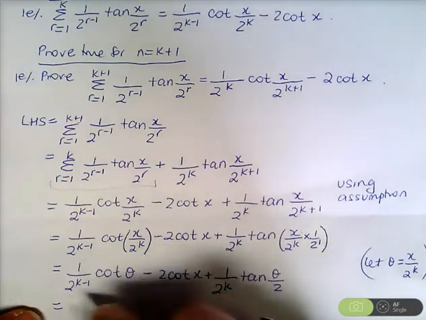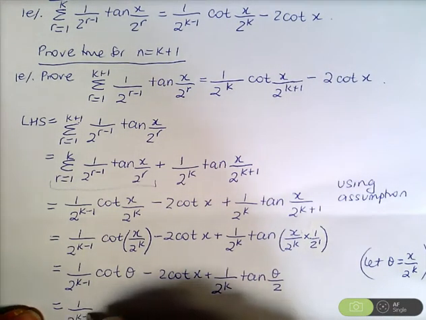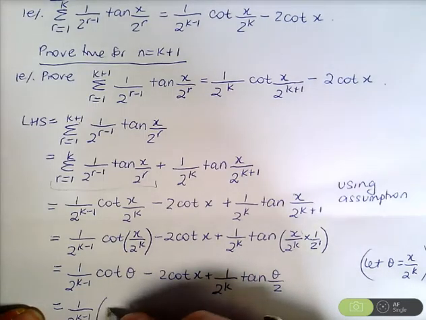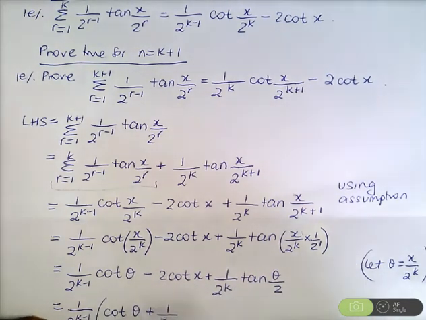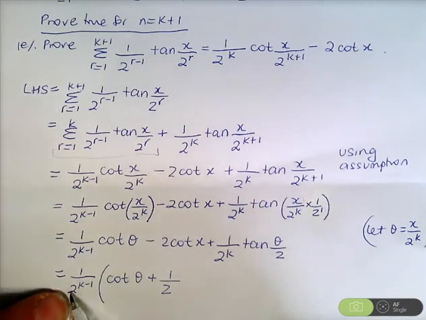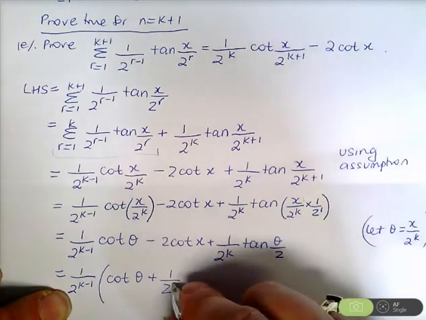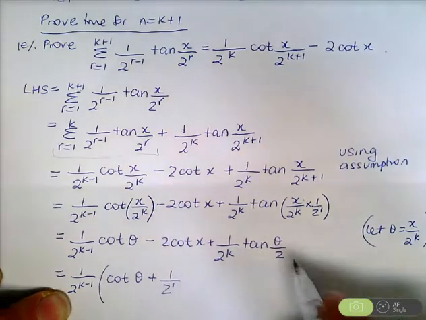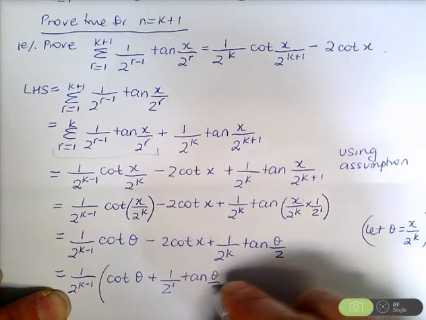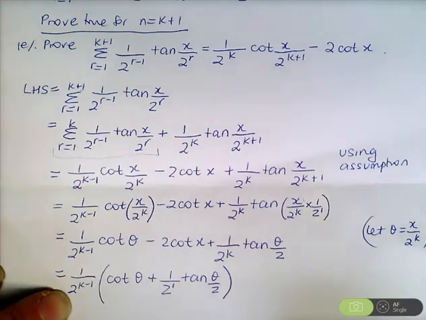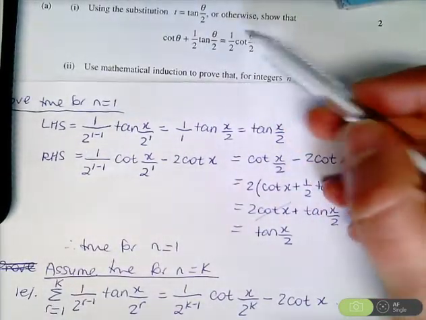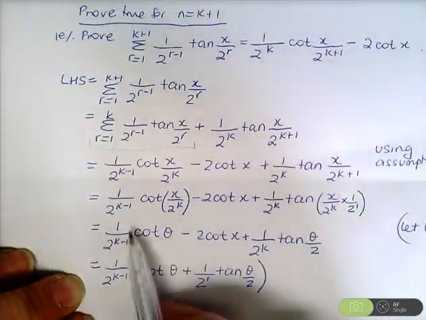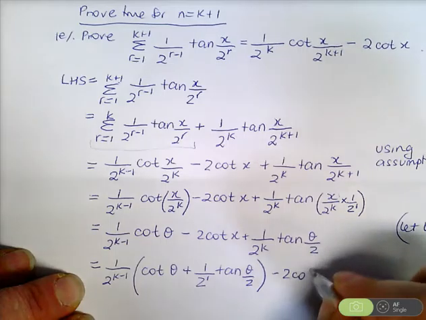Now if we look at our result from part 1, what I'm going to do here is factorize out 1 over 2 to the k minus 1 with these two terms, and I've got cot theta plus 1 over 2. So to get 1 over 2 to the k, 2 to the k minus 1 plus 1 will give me 1 over 2 to the k there. So tan theta on 2. Now if we go back to part 1, cot theta plus a half tan theta on 2 is a half cot theta on 2. So making that substitution, I've done that plus that, and we still need here the minus 2 cot x.